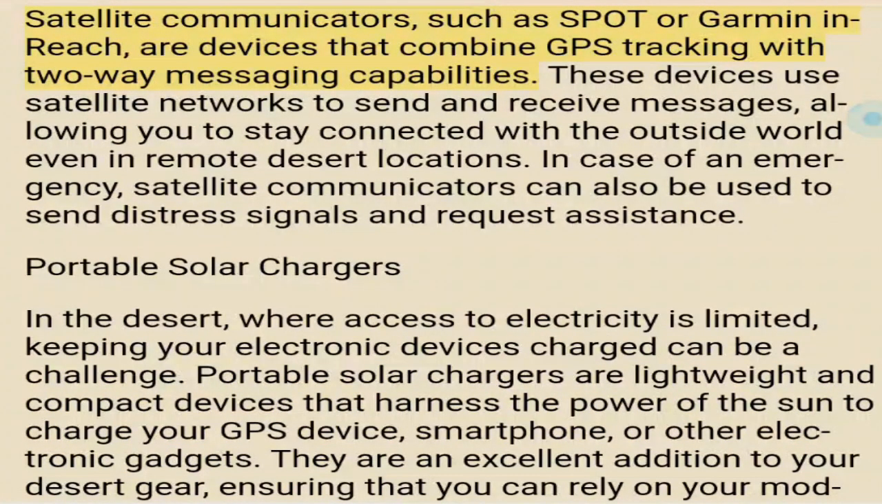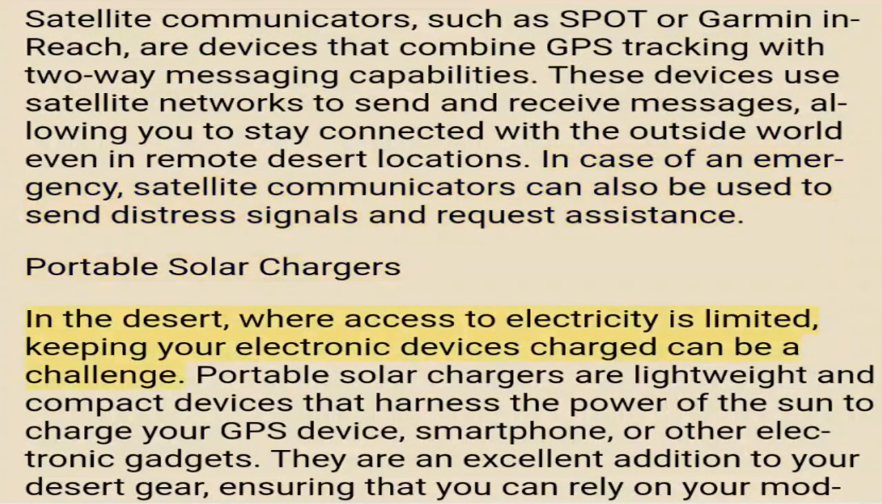Satellite communicators. Satellite communicators, such as Spot or Garmin InReach, are devices that combine GPS tracking with two-way messaging capabilities. These devices use satellite networks to send and receive messages, allowing you to stay connected with the outside world even in remote desert locations. In case of an emergency, satellite communicators can also be used to send distress signals and request assistance.